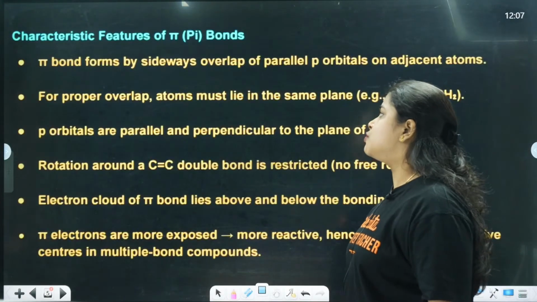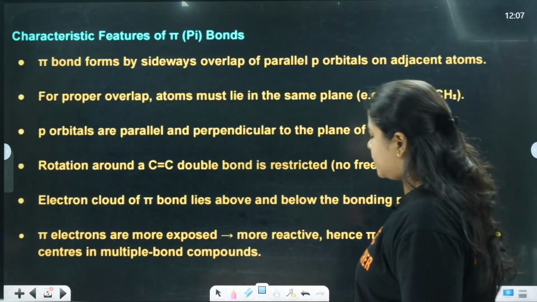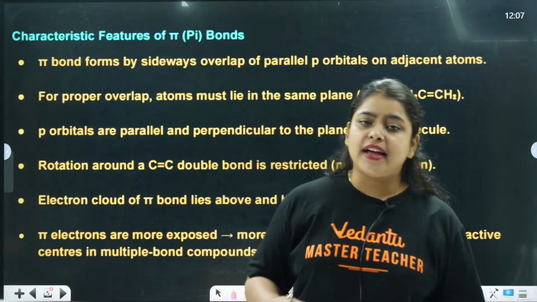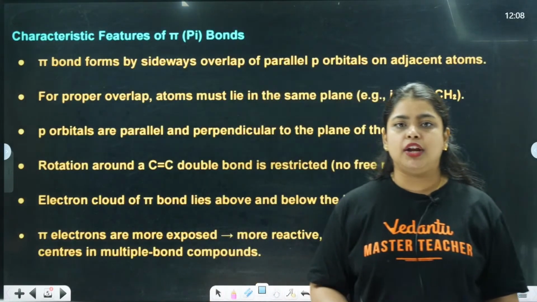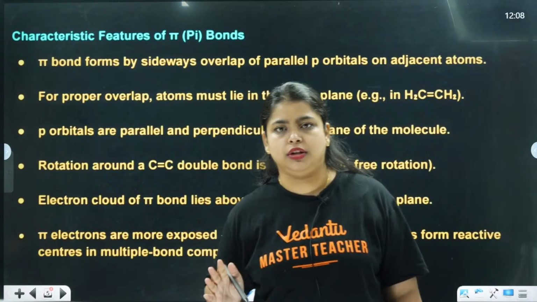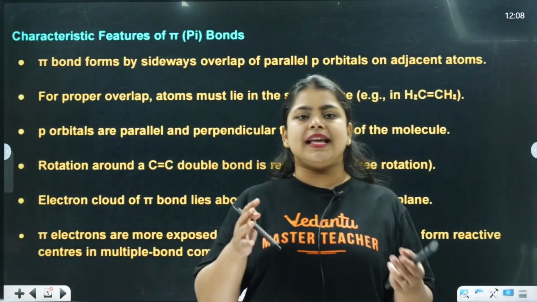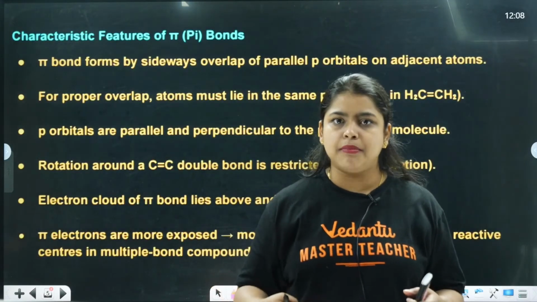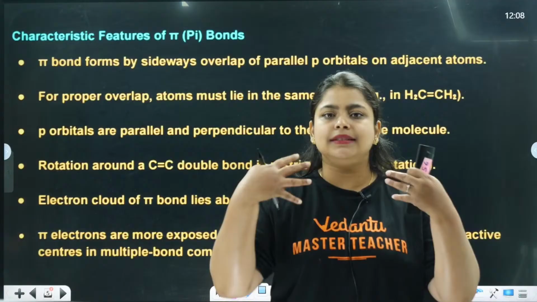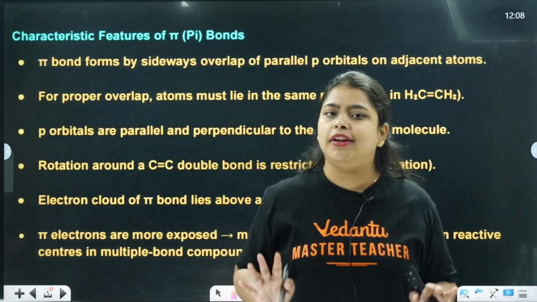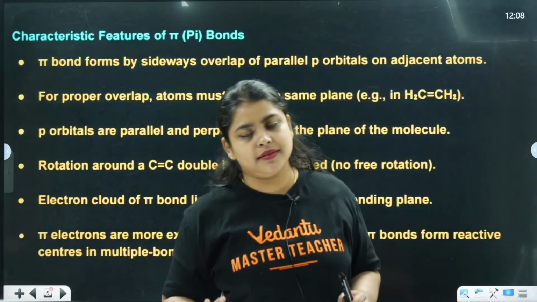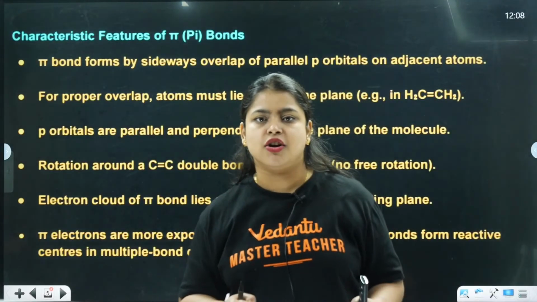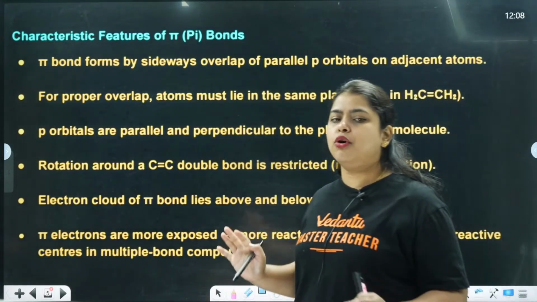Okay, next comes what? Characteristic features of pi bonds. What is the meaning of a pi bond and what is the meaning of a sigma bond? Simply I will teach you. So a pi bond is like a lateral overlap, like hugging while standing. And a sigma bond is head to head, it will fight like this, head to head. So that is called a sigma bond. A pi bond is lateral hugging.